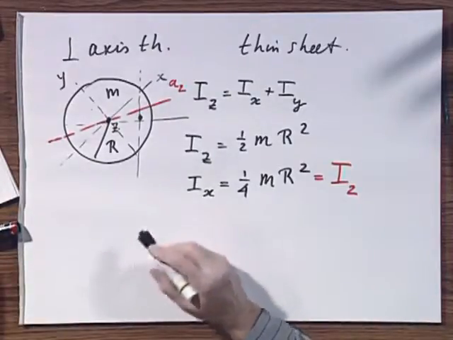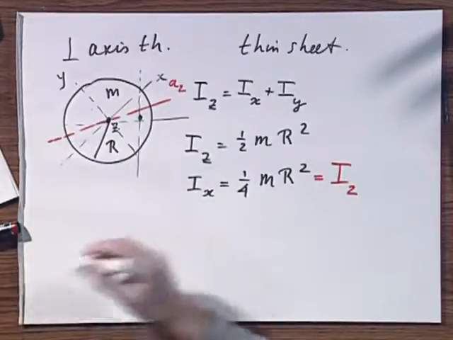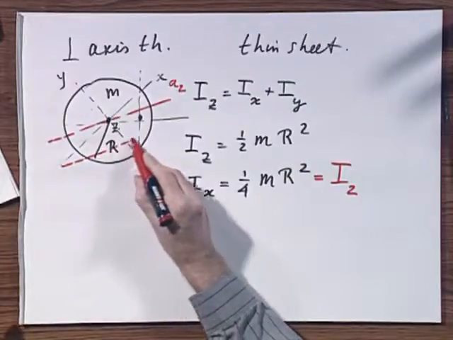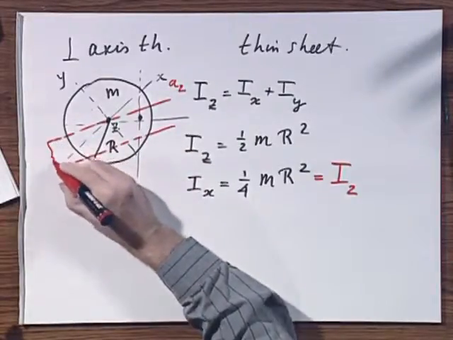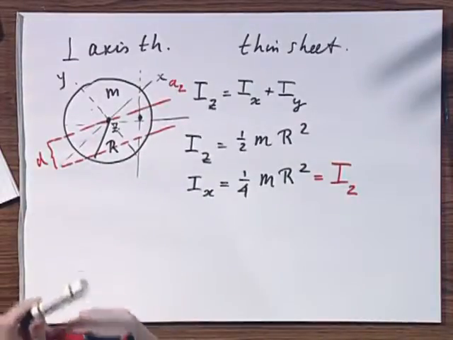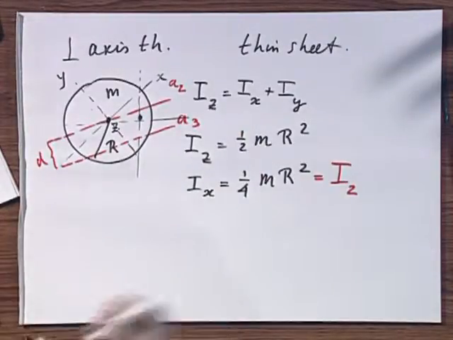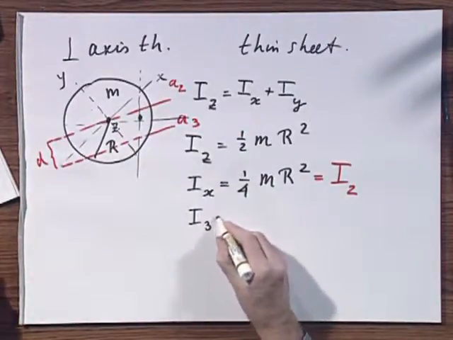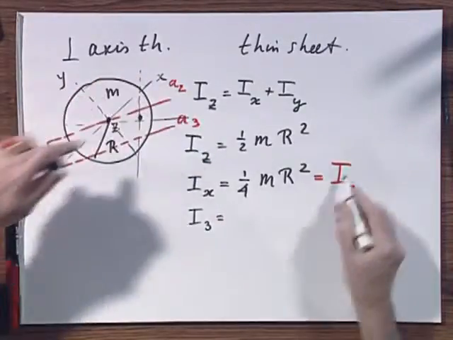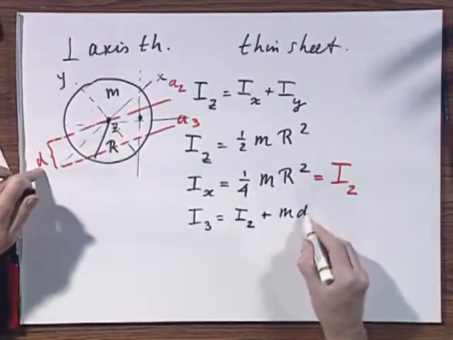Now once you know I2, you could easily find the moment of inertia of rotation about this axis if the separation here is d. Let's give this axis a number, let's call it A3. So now the moment of inertia I3 equals the moment of inertia going through the center of mass along the line A2. So that is I2 plus md squared.